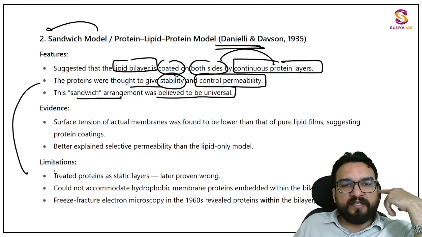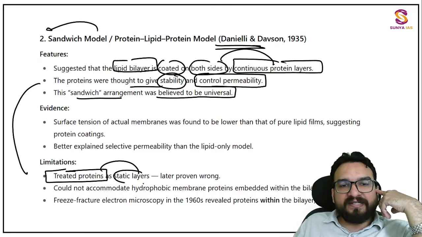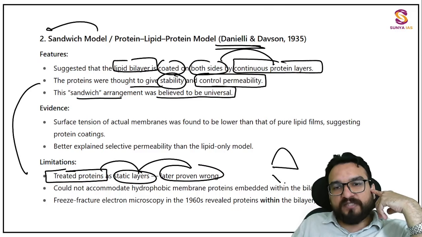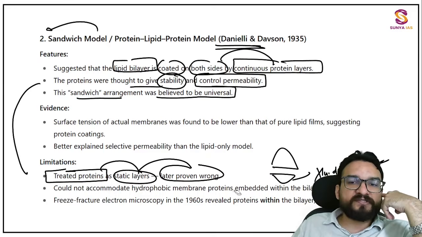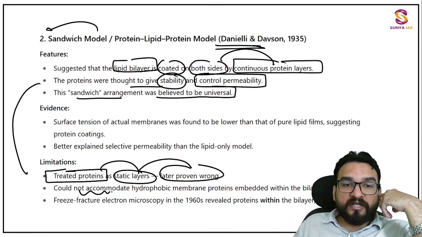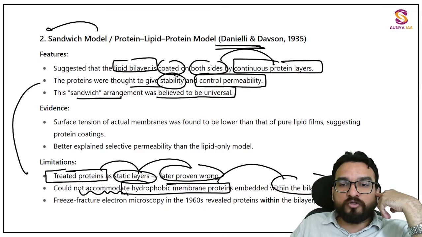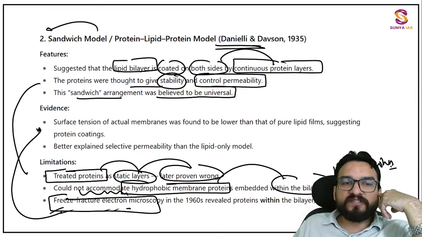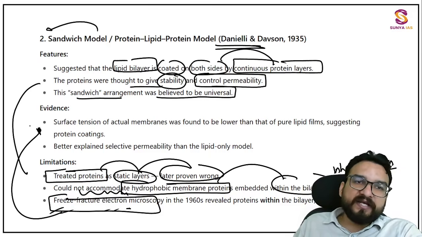But what happened over here? It treated proteins as static layers, and they were later proven wrong. Later it was said that these proteins are not static, but fluid. They are floating from one place to another. And this was given by the fluid mosaic model. So they could not accommodate hydrophobic membrane proteins embedded within the bilayer also. They did not talk about the integral proteins aspect. Or don't forget about freeze fracture electron microscopy. These are the microscopy methods by which these things are highlighted.